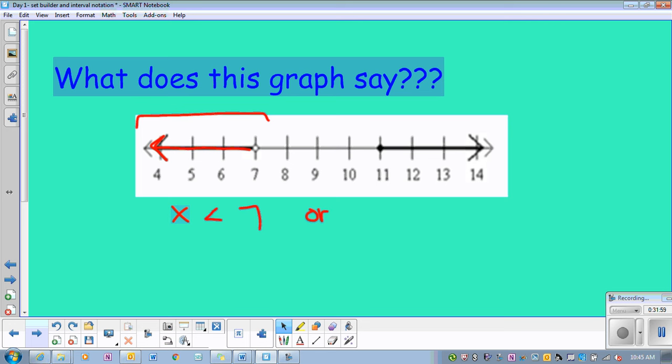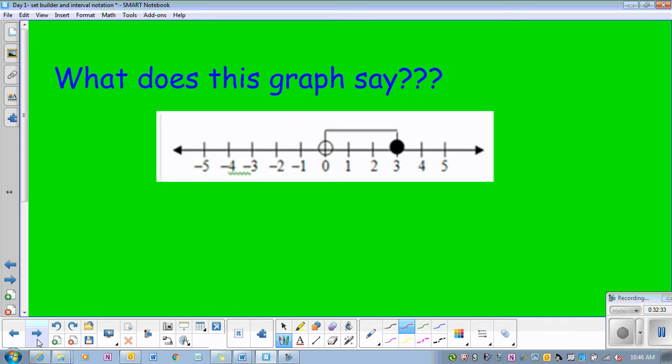Now, what about the next part? What's the number that the circle is on? 11. So, is your X less than or greater than? Greater than. Greater than or equal. Good. Because it's a closed circle, right? There we go. And that's what that says. That's what the graph says. Questions about this?